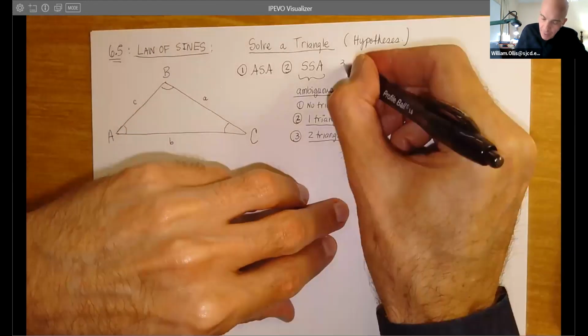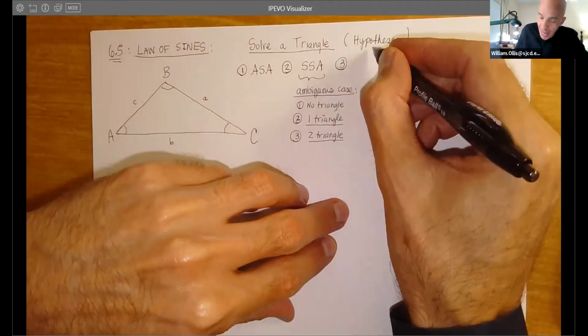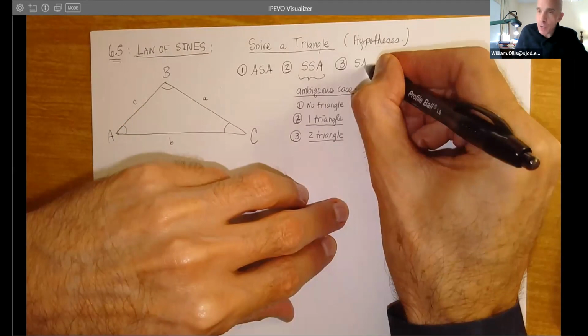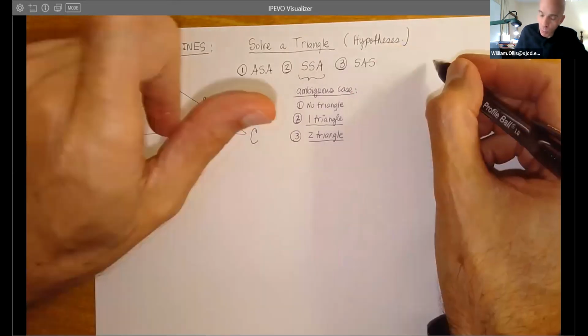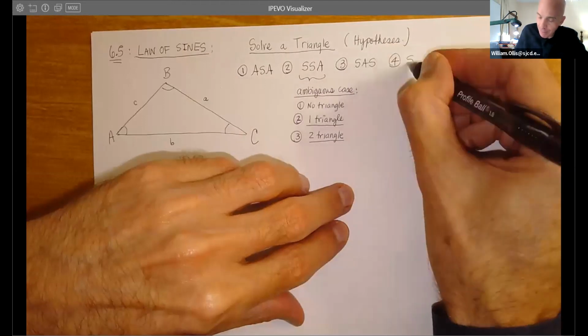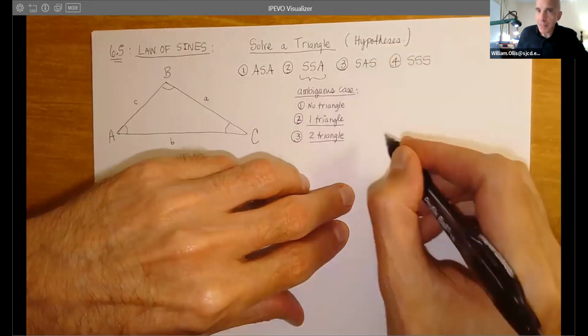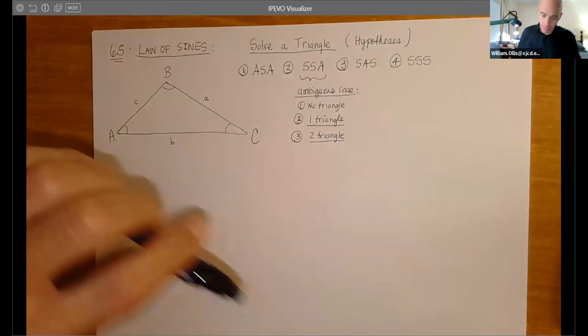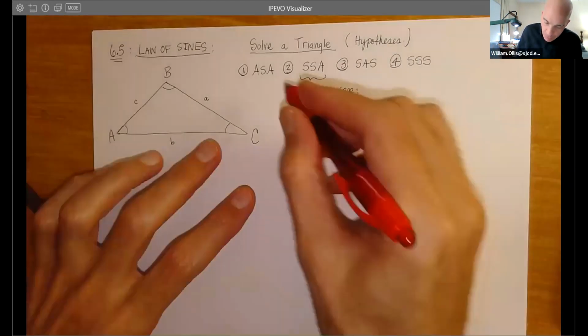And three, that is side angle side. That is, if a triangle is produced, there's only one. Again, that's fixed. And then side, side, side. Again, one triangle if it exists.